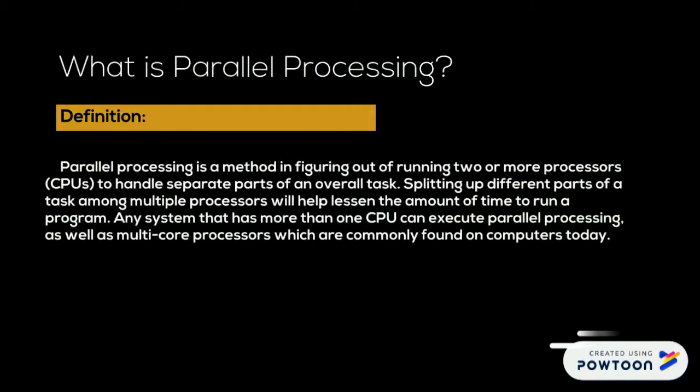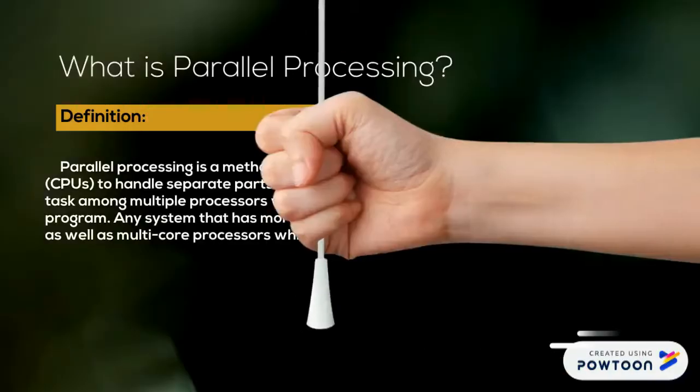Parallel processing is a method of running two or more processes to handle separate parts of an overall task. Splitting up different parts of a task among multiple processes will help lessen the amount of time to run a program. Any system that has more than one CPU can execute parallel processing, as well as multi-core processors, which are commonly found on computers today.